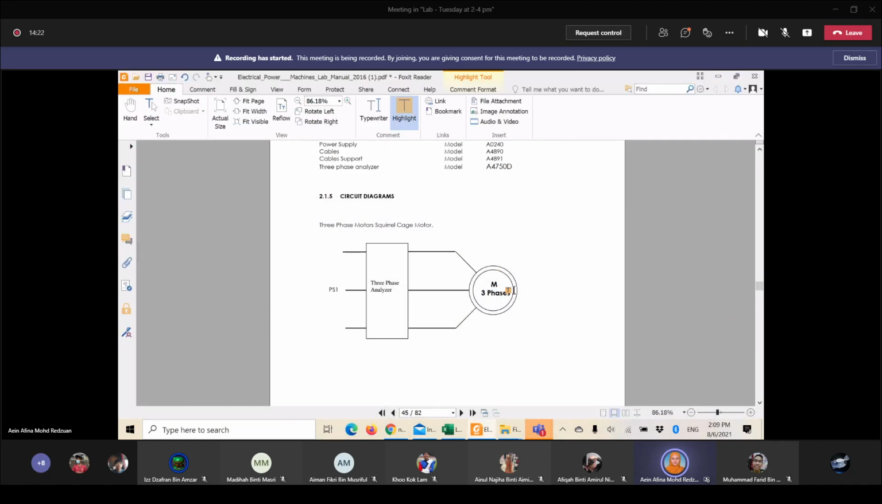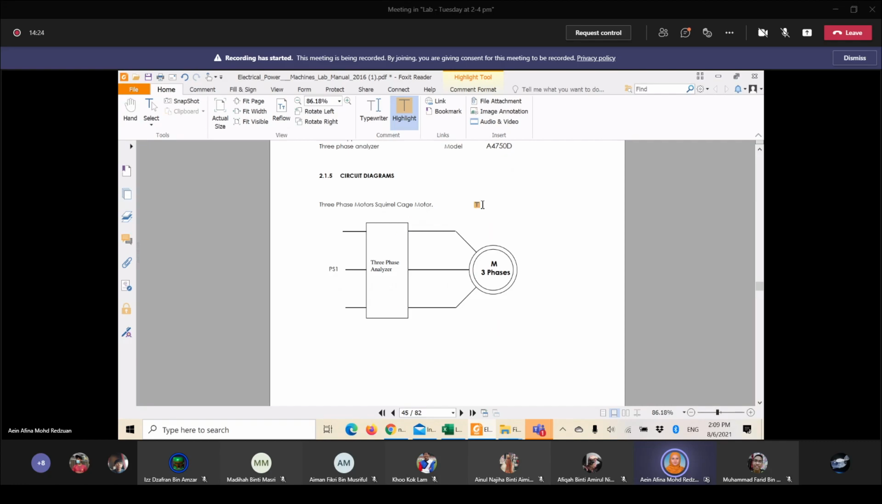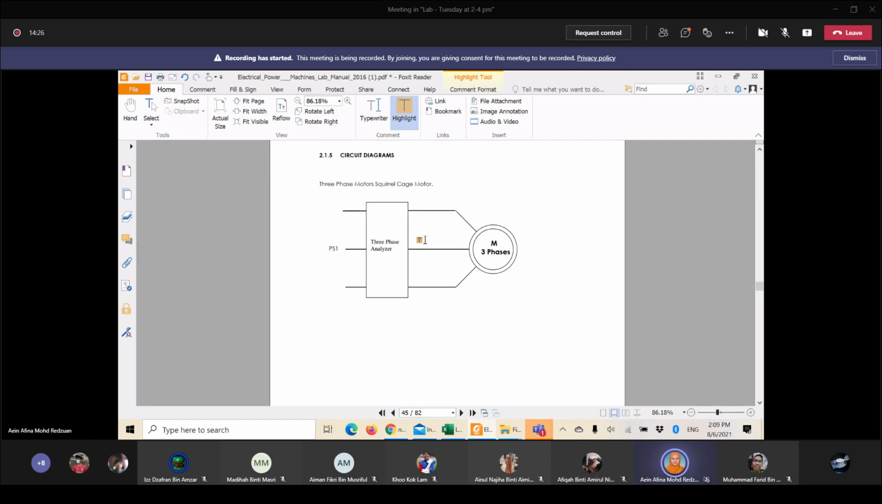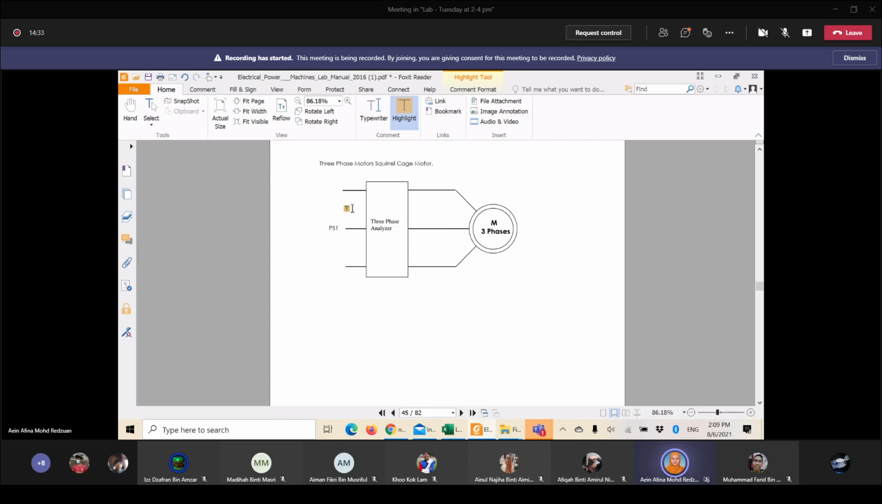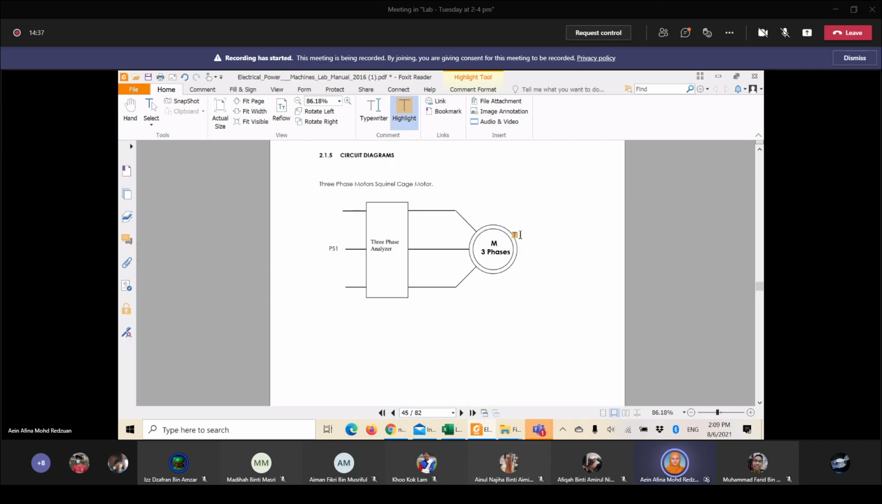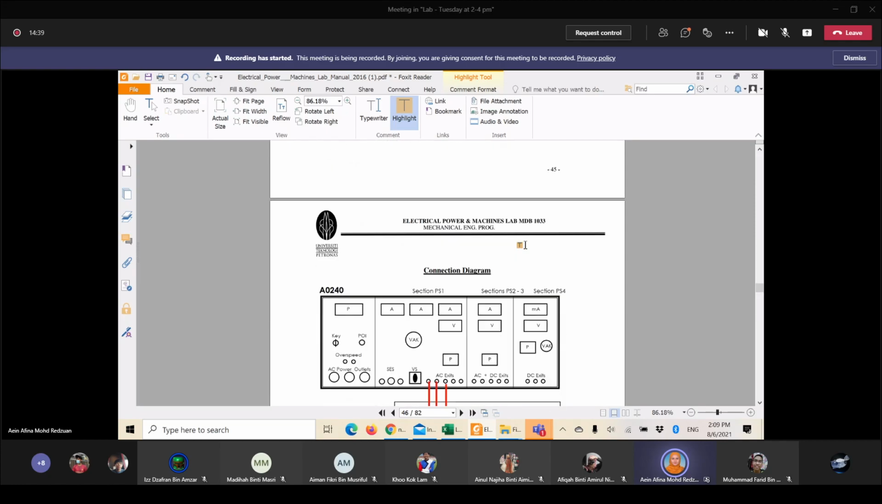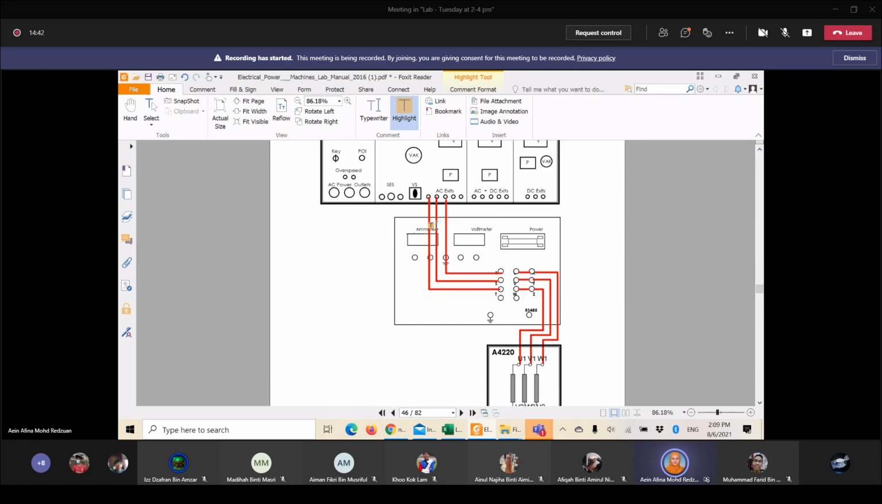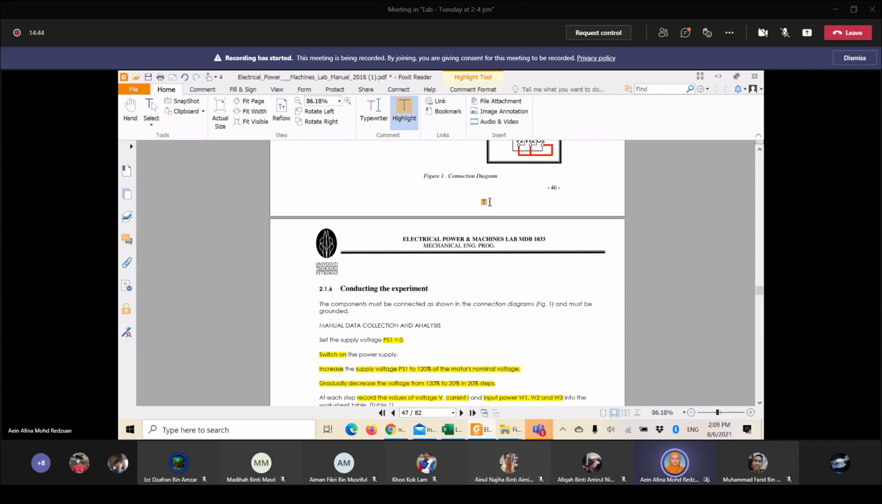So basically, there is no generator involved. Okay. So we're going to measure all the voltage and currents directly from the motor. We are going to look at the connection later.